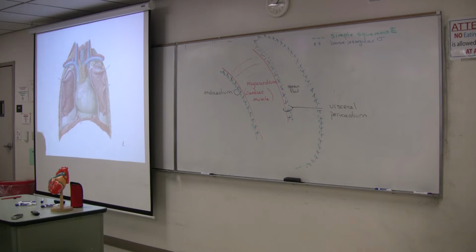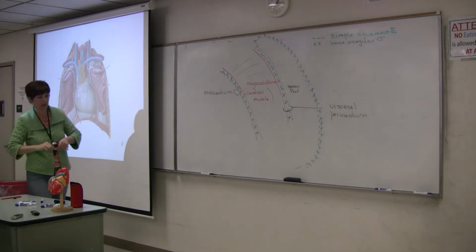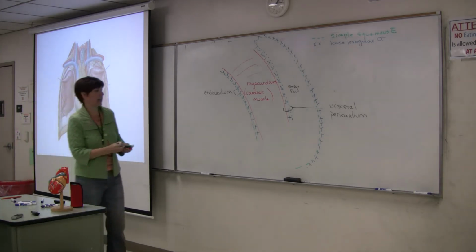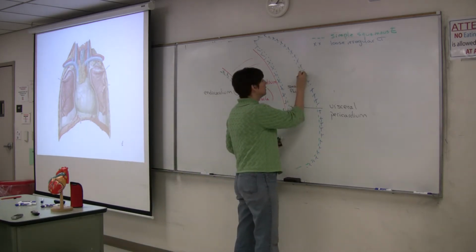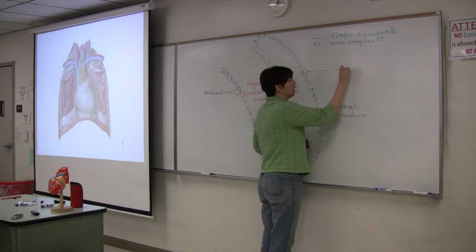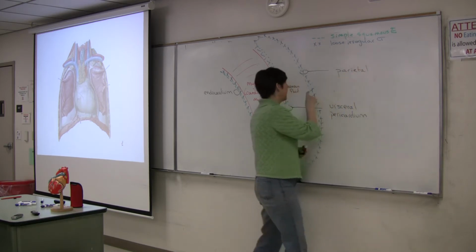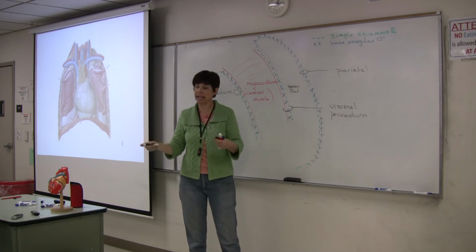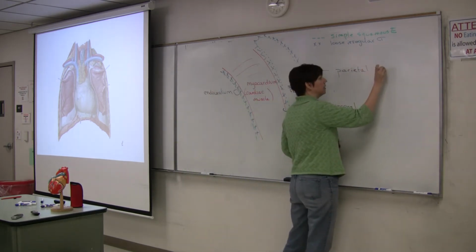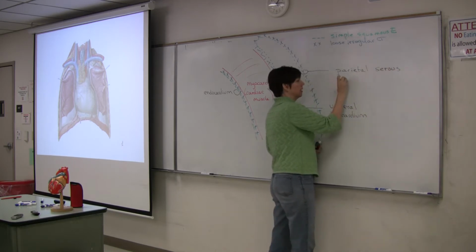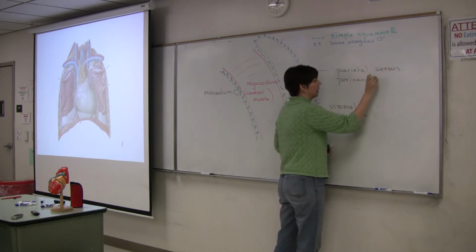So loose irregular connective tissue is kind of like a loosely woven strand, a bunch of cotton balls that are pulled out and teased. That's not very strong, and it can easily shred. And so to provide a firmness to this layer, we add an additional layer. So this first layer is identified as the parietal serous pericardium.